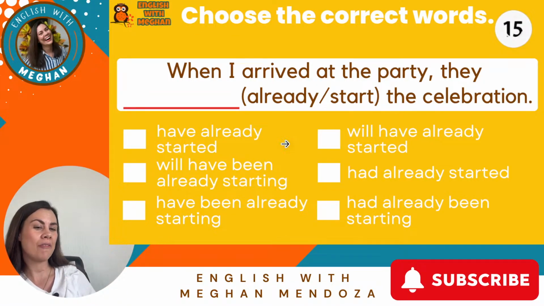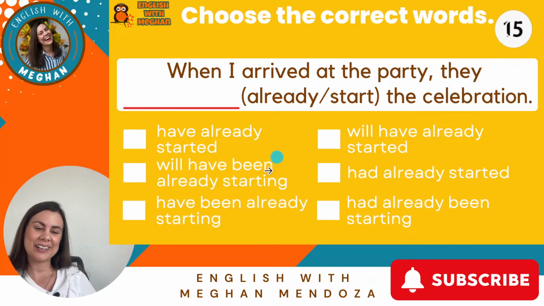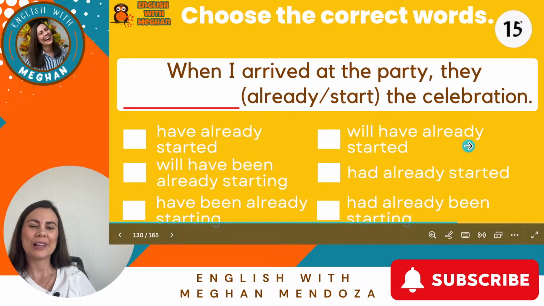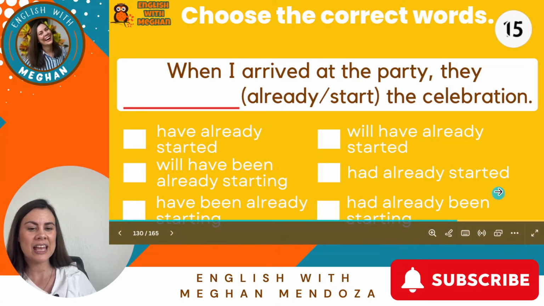Number 1, have already started. Number 2, will have been already starting. Number 3, have been already starting. Number 4, will have already started. Number 5, had already started. Number 6, had already been starting. So what answer do we have here? 1, 2, 3, 4, or 5. Put your answer number in the chat if you are here live.